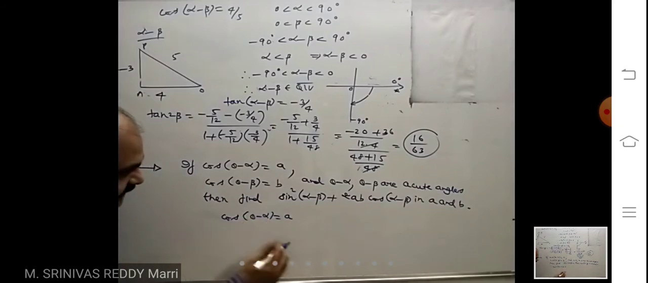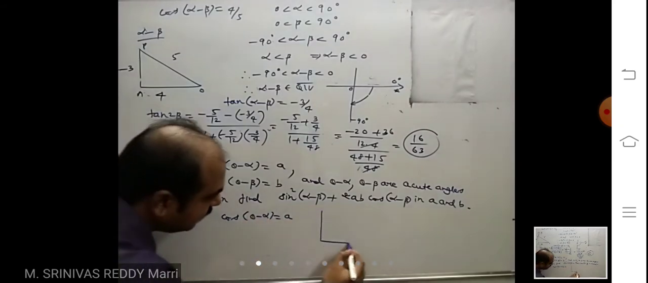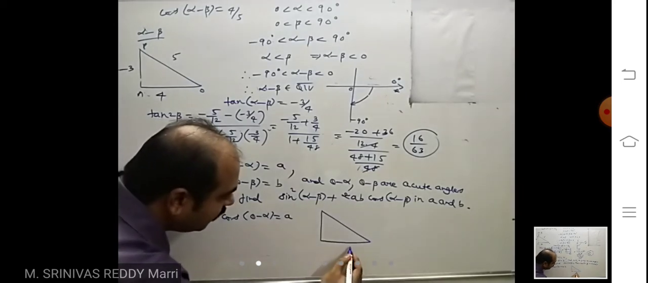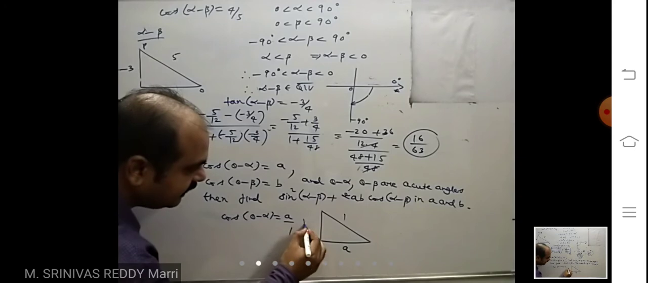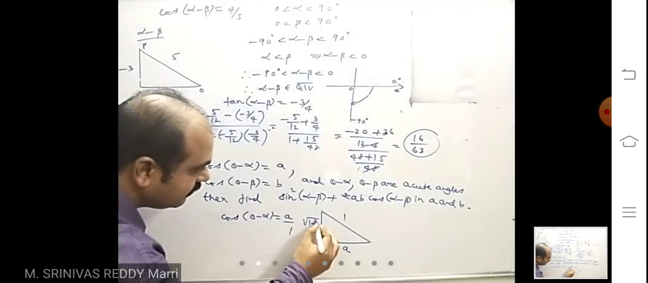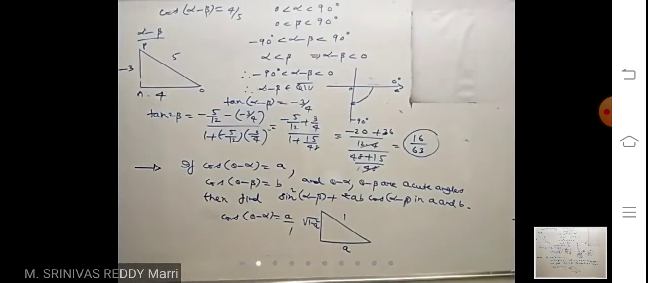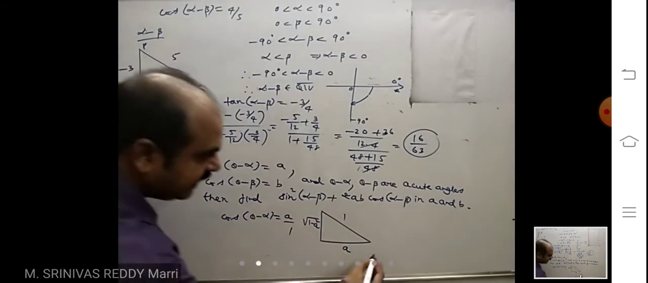So theta minus alpha is in the first quadrant only. In the first quadrant, no problem. This is a, so a by 1. This is 1. What is this one? Root of 1 minus a square. So this is theta minus alpha.